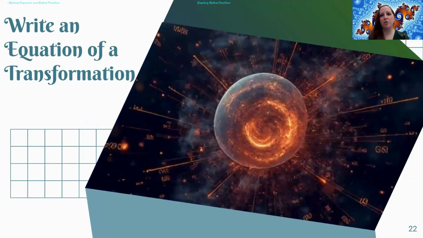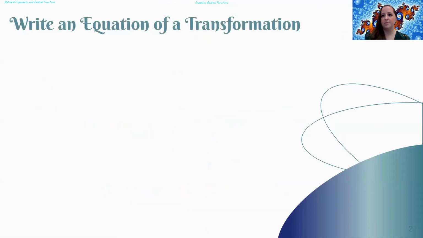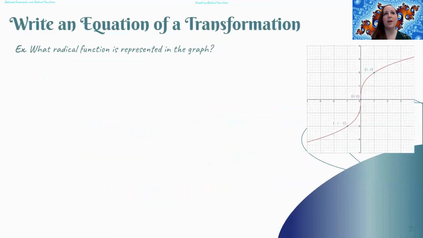Write an equation of a transformation. What radical function is represented in the graph? So if I'm looking at this graph here, it's going to go through 0, 0. It continues into negative, so that tells me it has to be an odd root. And since we're only dealing with square roots or cube roots, I know it has to be a cube root.